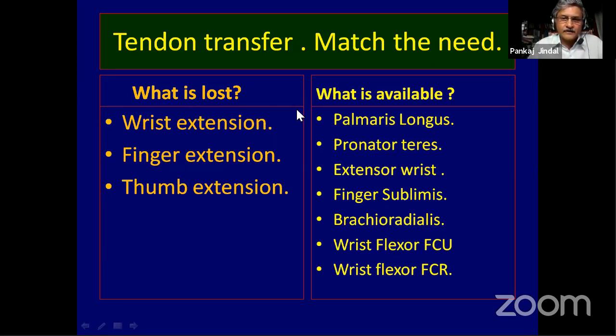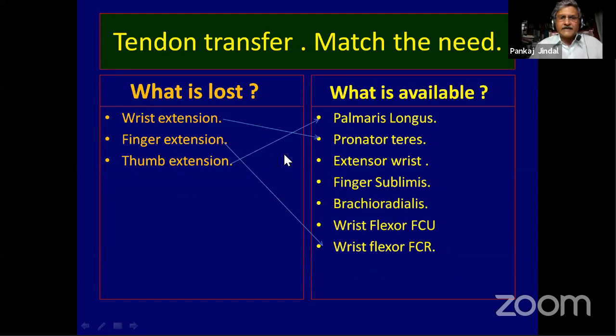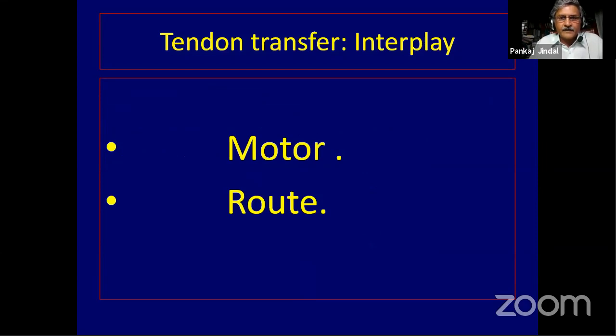Based on which is easily available, which has a good trajectory, a good vector, and a good excursion, you match. Suppose this is a case of radial nerve palsy: you have a loss of wrist extension, finger extension, and thumb extension. You see what is available and you match table 1 to table 2, and you have a good functional hand. The next thing is the tendon transfer.